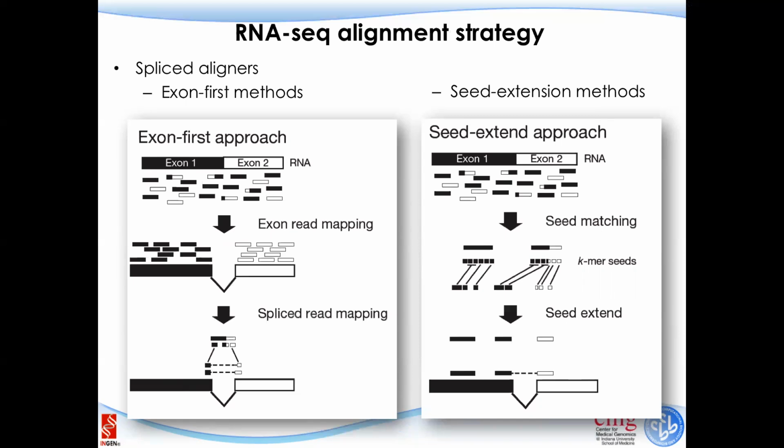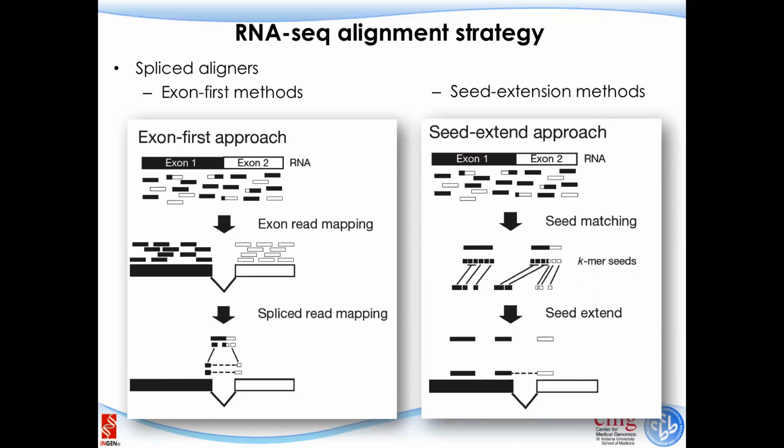It's alternate splicing, possible alternate splicing isoforms. And the second one is about the seed-extender approach. First we split the read into certain k-mer seeds, and then we use those seeds to compute the most probable exons or genes that each read is from. For reads that map to just one exon, that is okay.